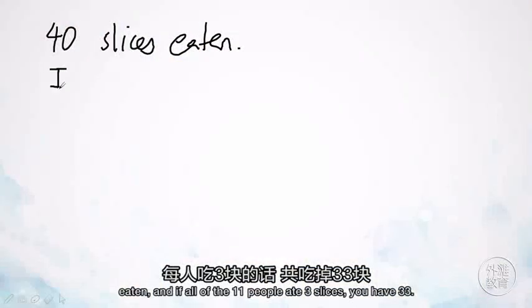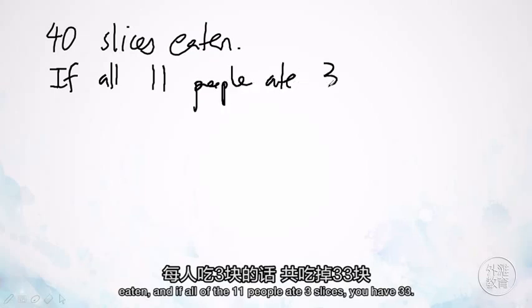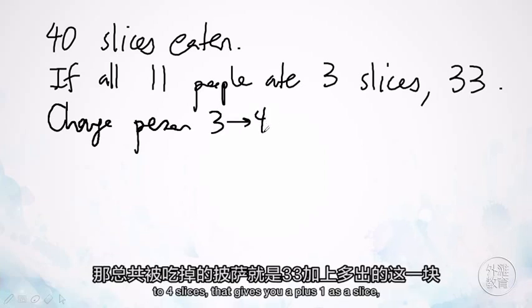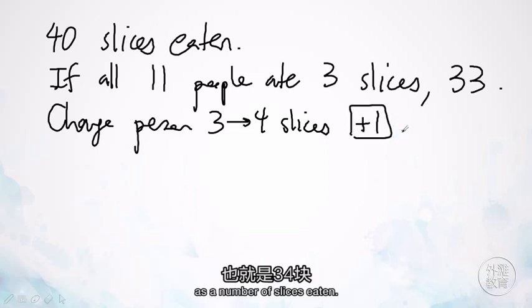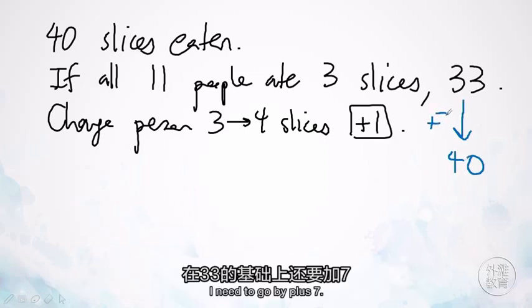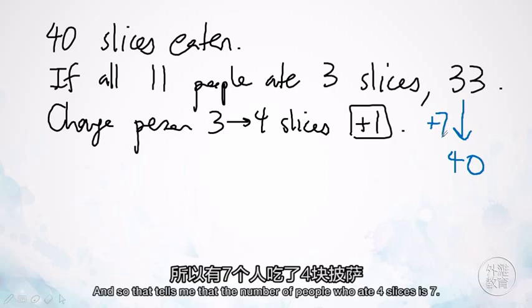And if all of the 11 people ate 3 slices, you have 33. But if I want to change a person from 3 to 4 slices, that gives you a +1 in the number of slices eaten. And so, since I know that I want to go all the way to 40 slices eaten, I need to go up by 7, and so that tells me that the number of people who ate 4 slices is 7.